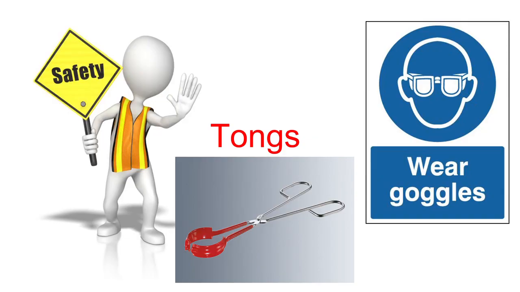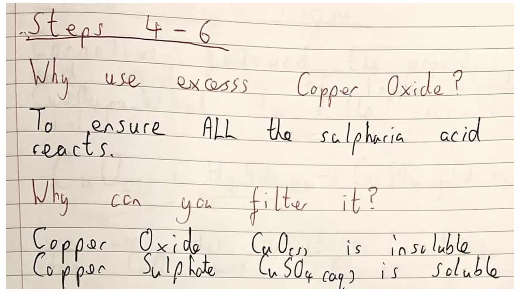Now, you must always put a bit of safety in your write-up as well. For example, you're dealing with near boiling acid, so you'd be wearing safety goggles. The beaker is probably very hot, so you'd use the tongs. Always include a bit of safety in your write-up and you'll get an extra mark as well.